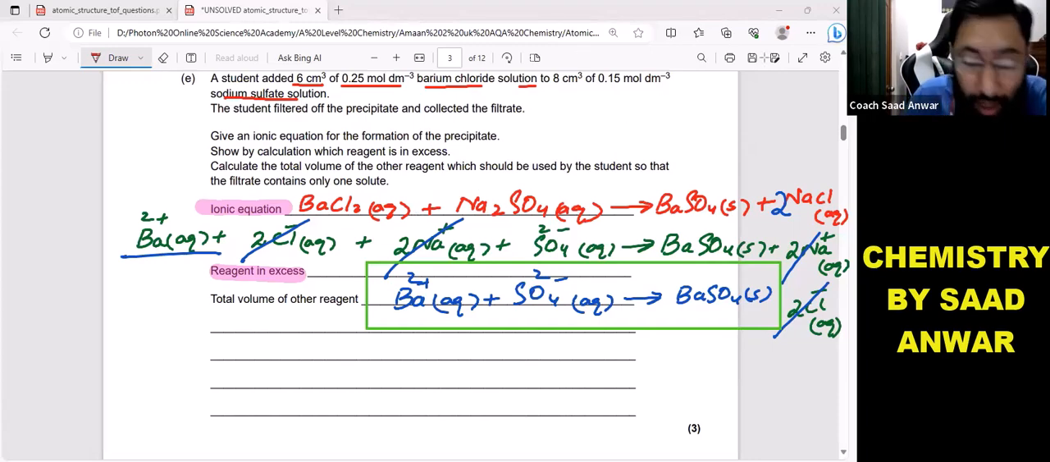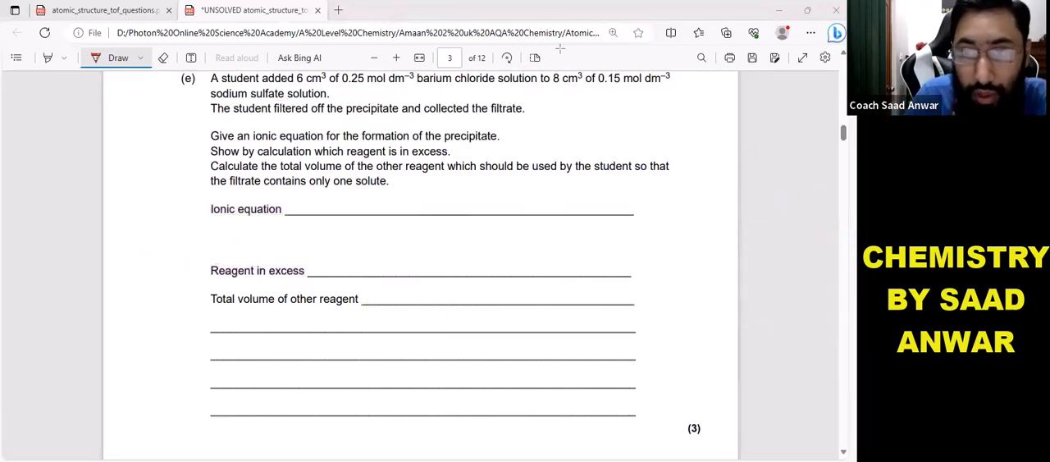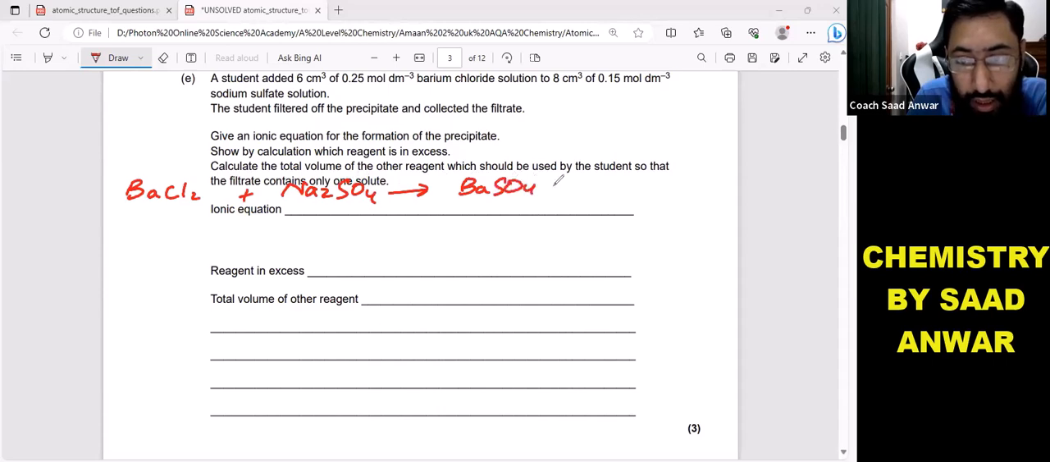The next part, now I'm going to erase it. Next, we have to determine the reagent in excess. It means we have to determine which one is the limiting reagent and which one is the excess reagent. The main equation is barium chloride plus sodium sulfate giving barium sulfate and sodium chloride. Yes, this is balanced.